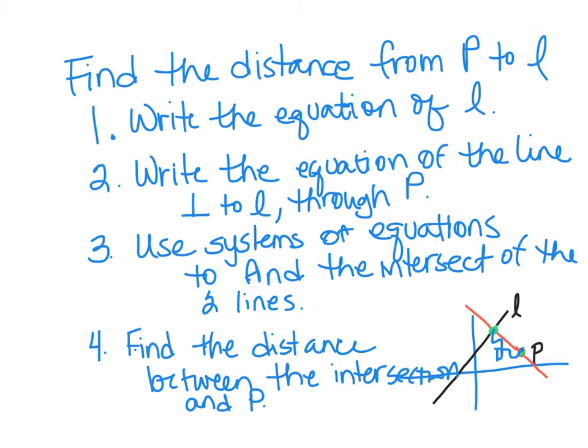Okay, so I'm going to do an example problem. And we're going to use a system of equations to find the intersection of the two lines and the point P, and that's going to be this little segment right here. How long is that? Write the equation of the line. You write the equation of the line perpendicular to it through P. You find their intersection, systems of equations, and then you find the distance between the intersection and the point P. That's how you do it.